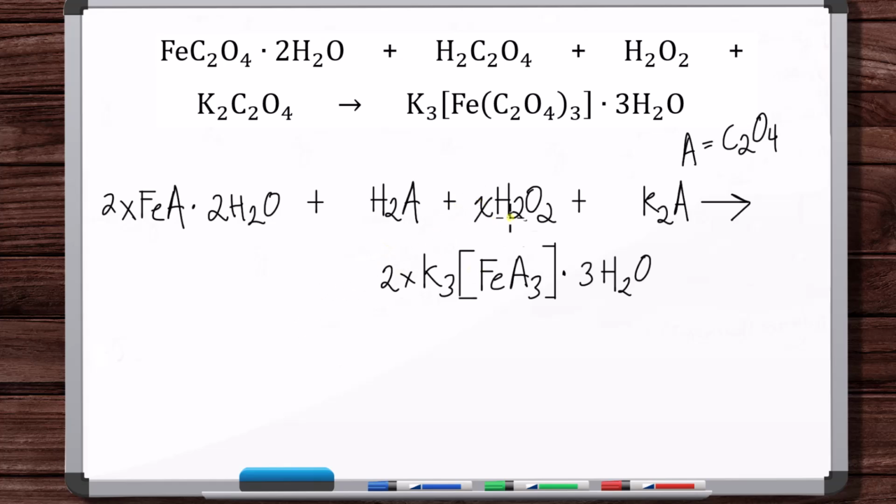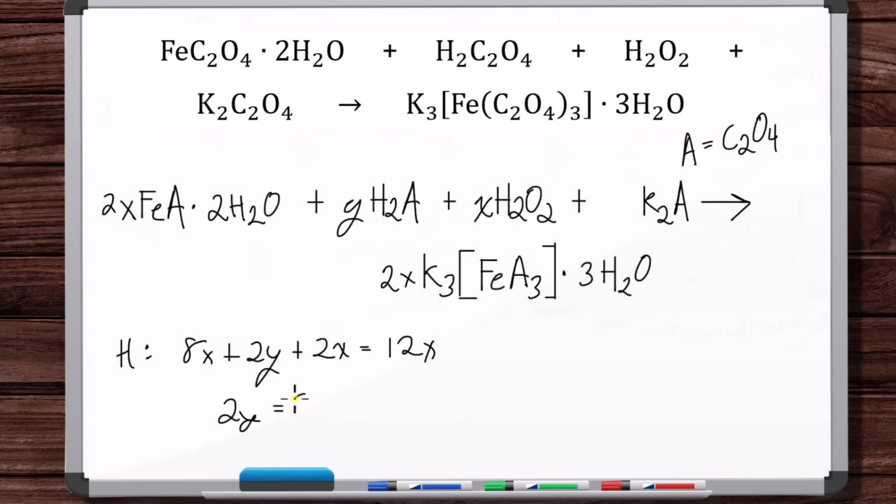Okay, now let's focus on the hydrogen. So if this is y and we balance the hydrogens, we've got 8x plus 2y plus 2x is equal to 12x. So 2y is equal to 8x plus 2x, which is 10x. So it's 2x, so y is equal to x. Okay?